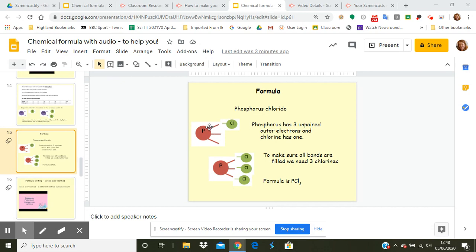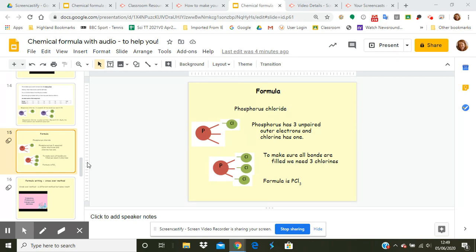Just to recap, remember each line represents an unpaired electron. So phosphorus has 3 unpaired electrons, so it has 3 arms coming out of it. Chlorine only has 1, so it only has 1 arm. Each one of these has to be completed and filled. So you end up with a P, 1 P, but you never show the 1, so you always delete the 1, and Cl, and you've got 3 Cls. That 3 is always slightly smaller, and it's subscript.